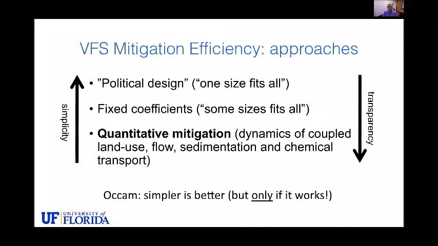We could also go, based on empirical data, maybe we get ideas of reductions assigned to this practice, and then we can use these fixed coefficients, also a size fits all. And again, the limitation here, of course, is how representative the original empirical data were for all other conditions where it's later applied. And then we can go into the higher tier, which is we need to incorporate dynamics of land use, flow, sediment, and chemical transport, what we are going to call quantitative mitigation, and we are going to advocate for it in this presentation.